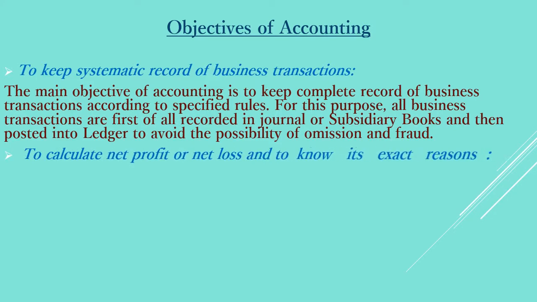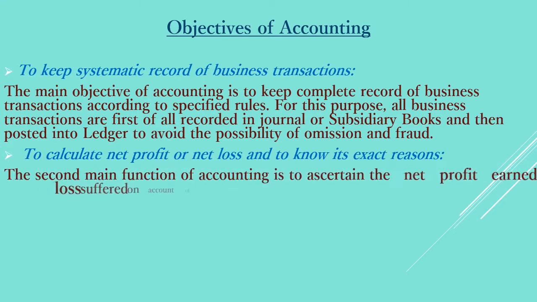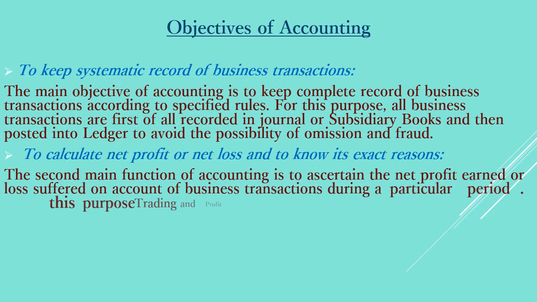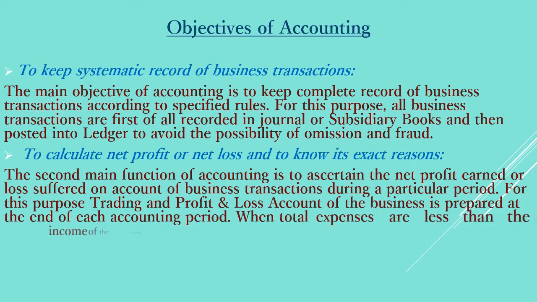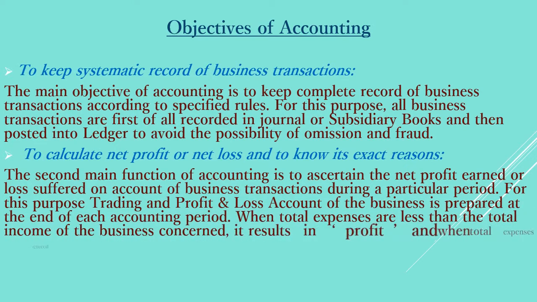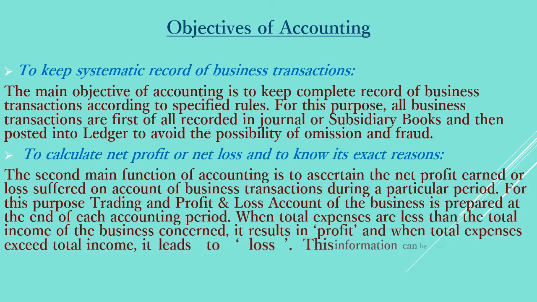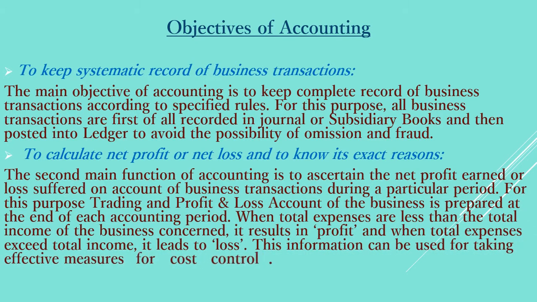Second, to calculate net profit or net loss and to know its exact reason. The second main function or objective of accounting is to ascertain the net profit earned or loss suffered on account of business transactions during a particular period. For this purpose, trading and profit and loss account of the business is prepared at the end of each accounting period. When total expenses are less than total income of the business concerned, it results in profit. And when total expenses exceed total income, it leads to loss.